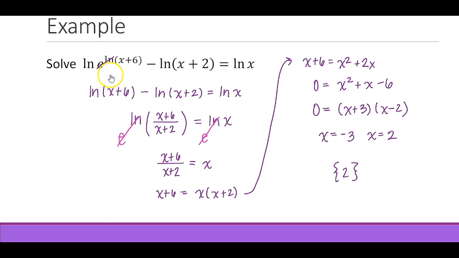If there's more than one log, we want to start to combine using our log properties. And if I have the same logarithm on both sides, just one logarithm, definitely needs to be one, so we had to combine the left side. So if I have natural log of something equals natural log of something, then I can simply set the insides equal to one another and solve. The biggest thing is that we do have to check our solutions, because the domain of natural log has to only be positive numbers inside of the logs.